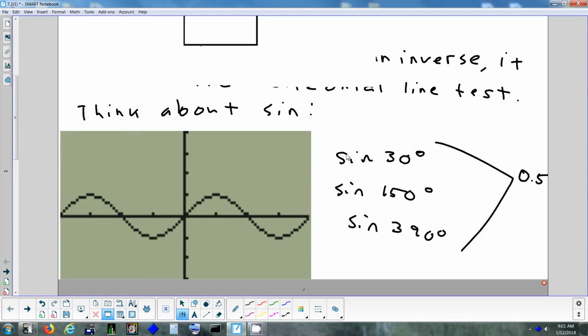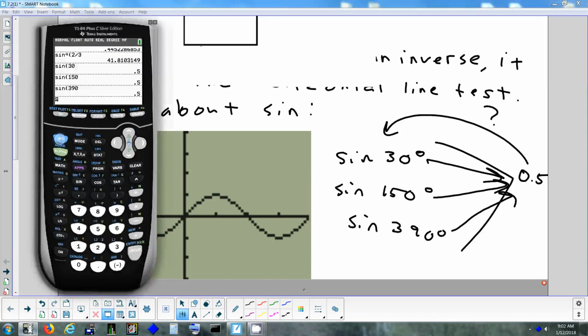So the problem is now with inverse trig, we're going back. So we just went in this direction. Well, what would happen when you go back? If you take the inverse sine of 0.5, which answer is it going to give me? They're all correct. Well, it's only going to give me one answer. It gave me the 30.